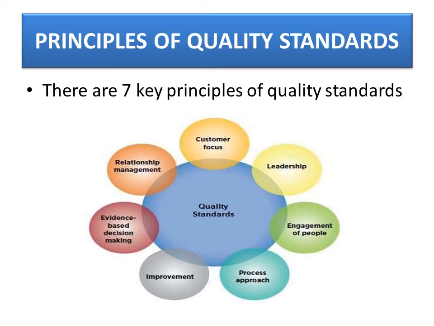Now we will see the principles of quality standards. So there are 7 key principles of quality standards which are shown here in the form of diagram. So first principle is the customer focus. Let's see what is it. This almost goes without saying actually. An organization that doesn't focus on the customer won't be around for long.